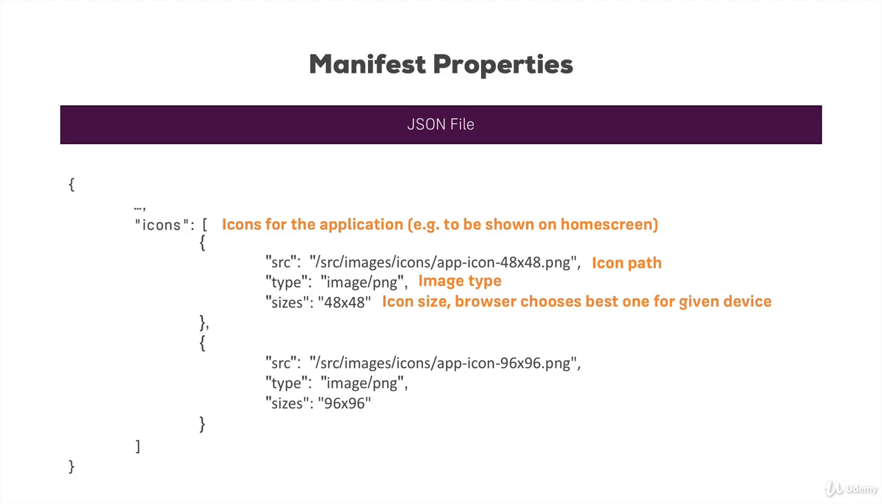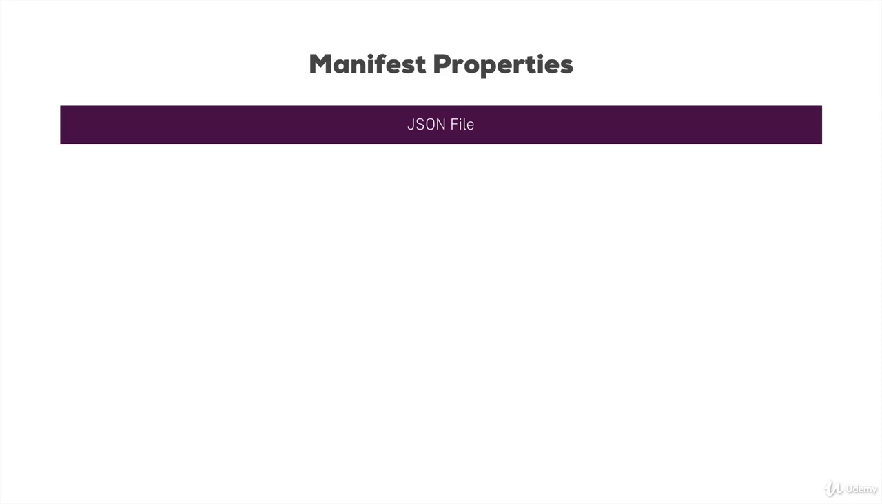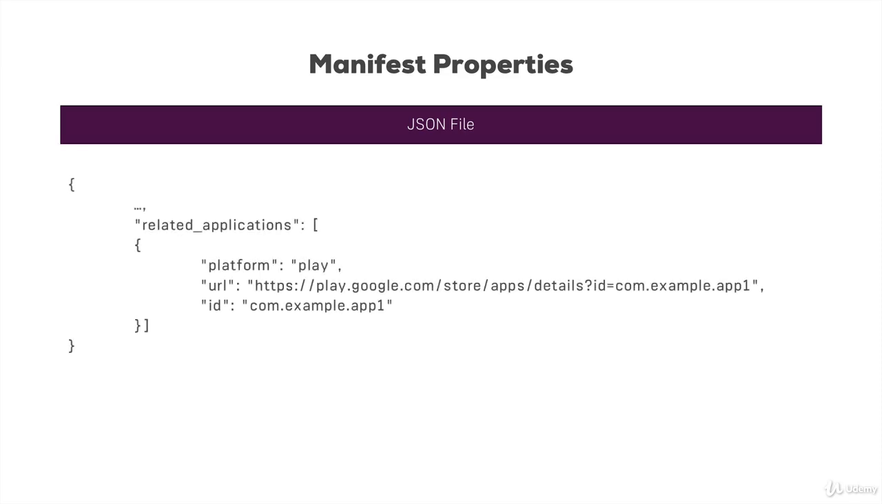Finally, there's one other important property you can set, related applications. Here you can basically set up, well, related applications, native applications, and that's the important part. Not web applications, native applications the user might be interested in installing for your app. So if you have, for example, a web app where you also have a real native app as an alternative, you might specify it here, and then the browser can choose if it wants to display this choice to the user.